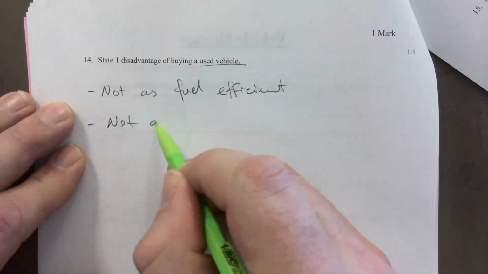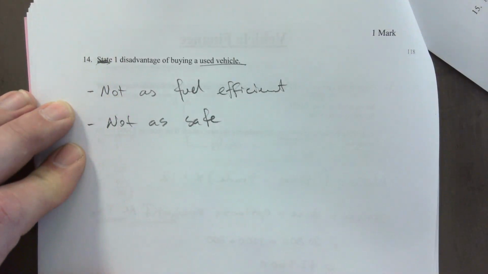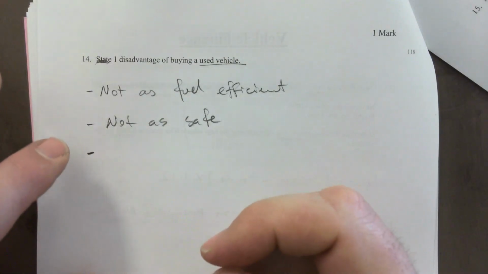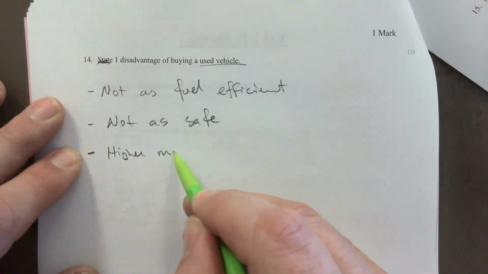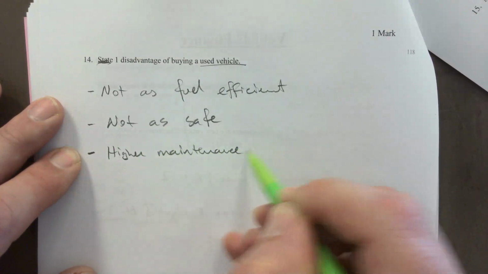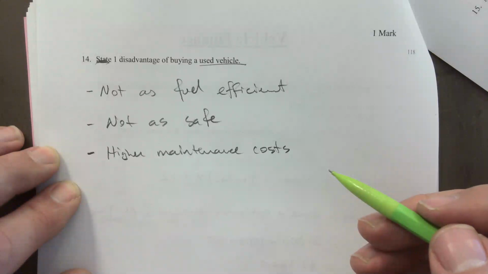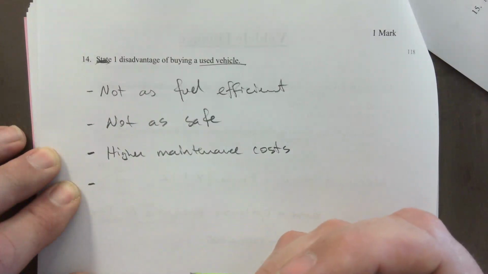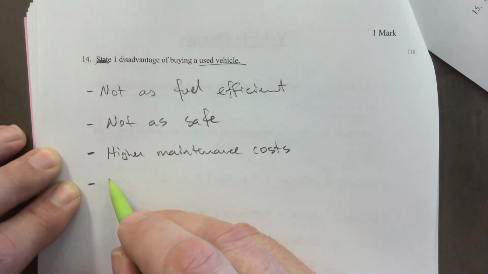Not as safe. It just says state, right? So you know it can be short and sweet. You don't have to write a paragraph or a line, okay? Higher maintenance costs. Anything else? It's harder to customize, right? There's a lack of customization features. Harder to customize.